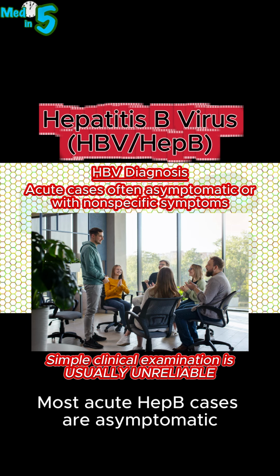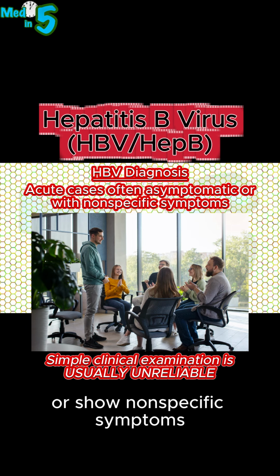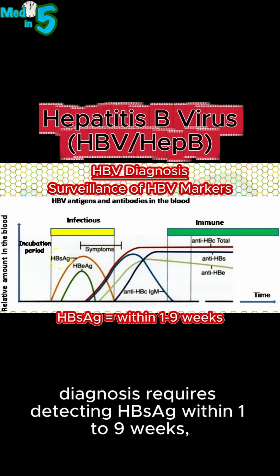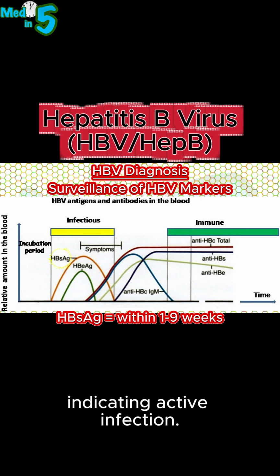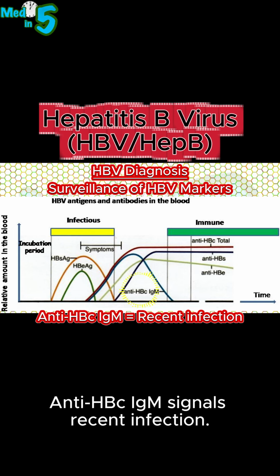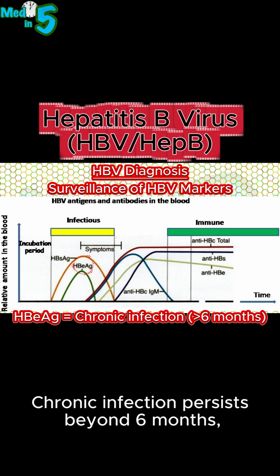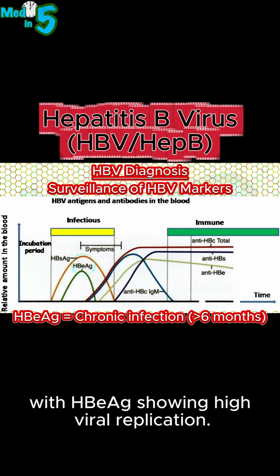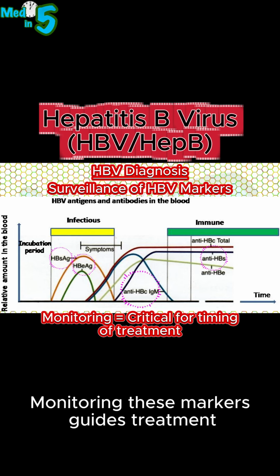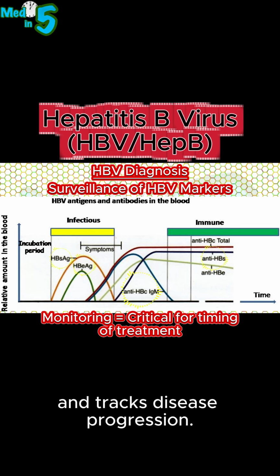Most acute Hep B cases are asymptomatic or show nonspecific symptoms, so diagnosis requires detecting HBsAg within 1 to 9 weeks, indicating active infection. Anti-HBc IgM signals recent infection. Anti-HBs indicates recovery or immunity. Chronic infection persists beyond 6 months, with HBeAg showing high viral replication. Monitoring these markers guides treatment and tracks disease progression.